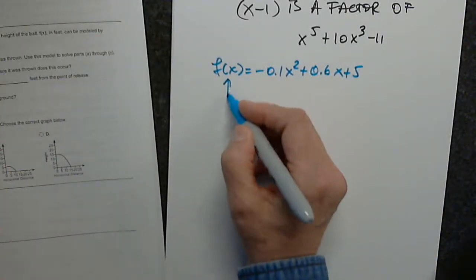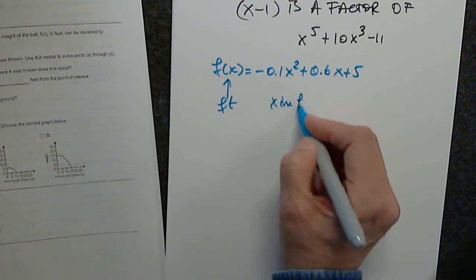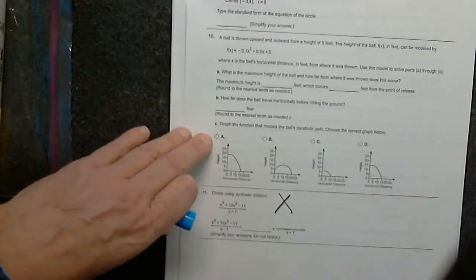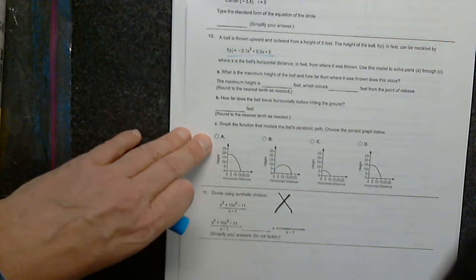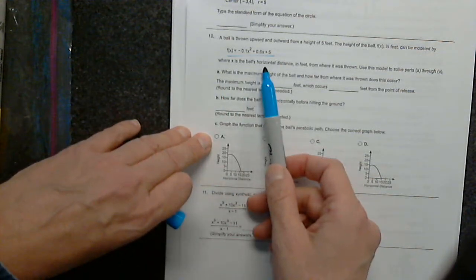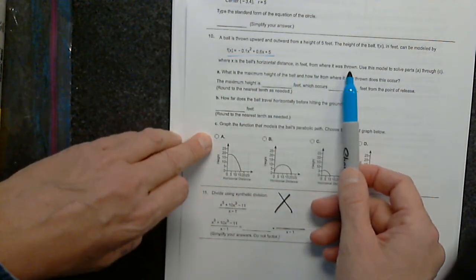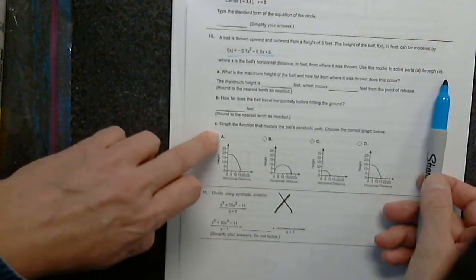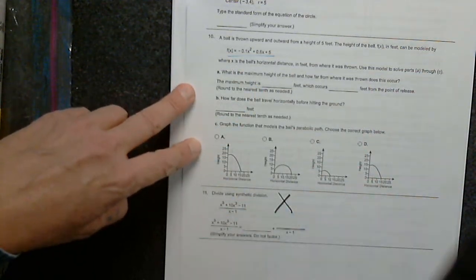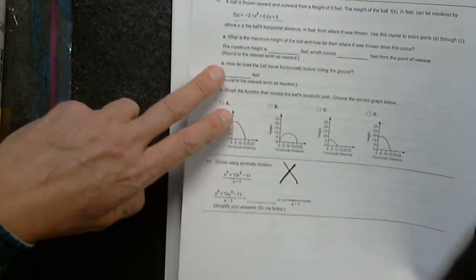So I'll take notes. This is in feet and x in feet as well. Horizontal distance can be modeled by this equation or function. X is the ball's horizontal distance in feet from where it was thrown. Use the model to solve. So part A, what is the maximum height of the ball and how far from where it was thrown does this occur?